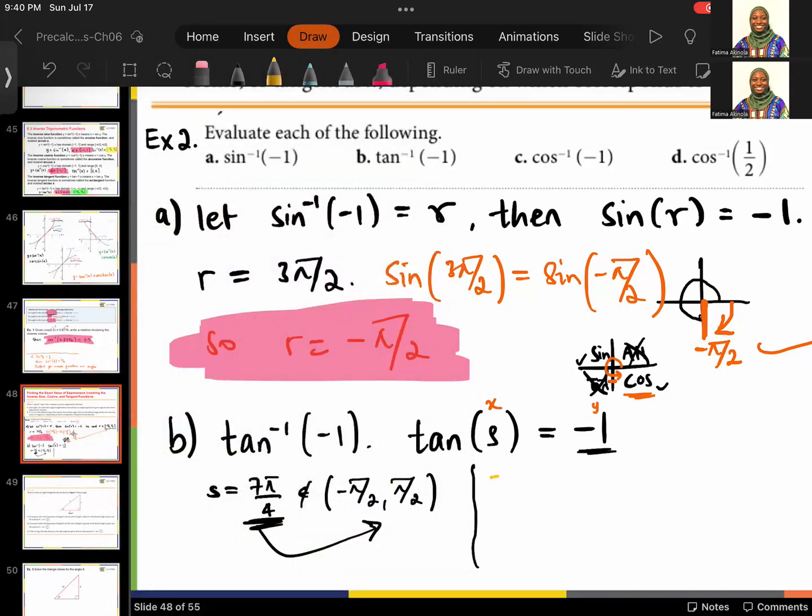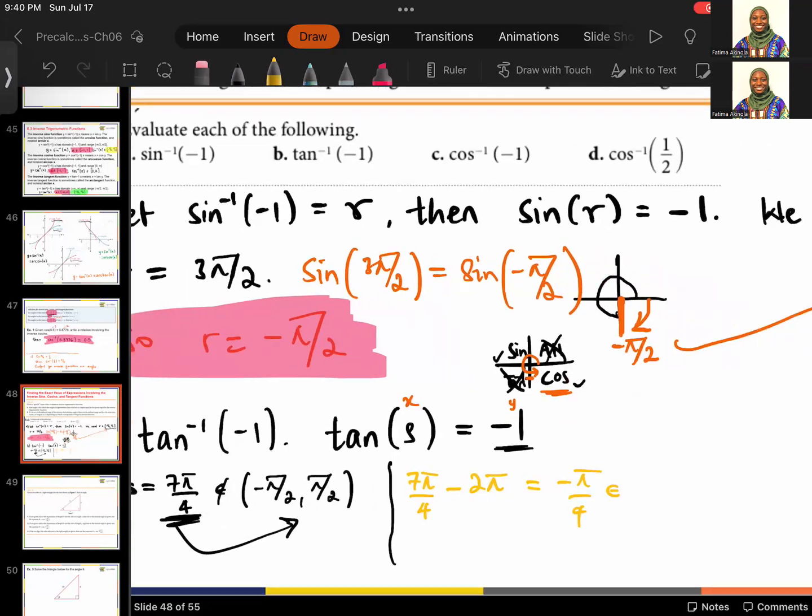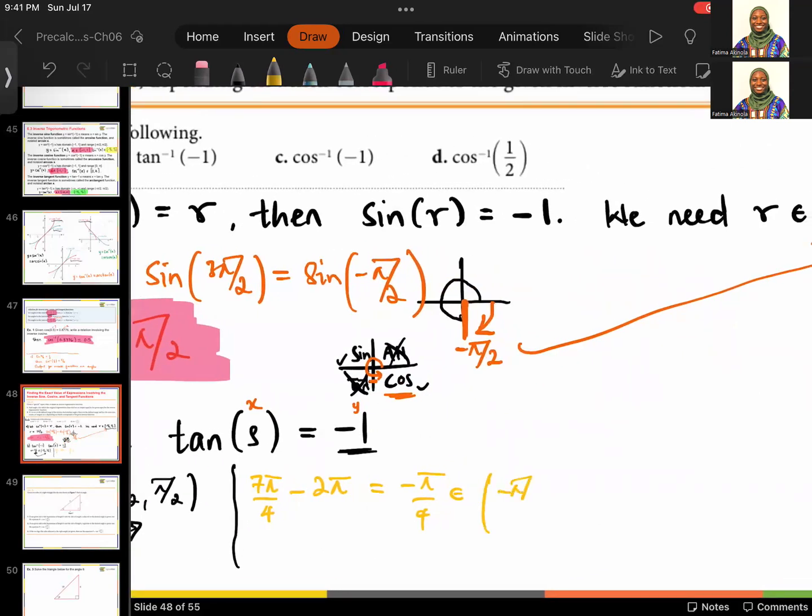Okay, you can do 7 pi over 4 minus 2 pi. That gives you -pi over 4. And that is definitely in what we're looking for. That's in the interval that we seek. So a good answer would be -pi over 4.